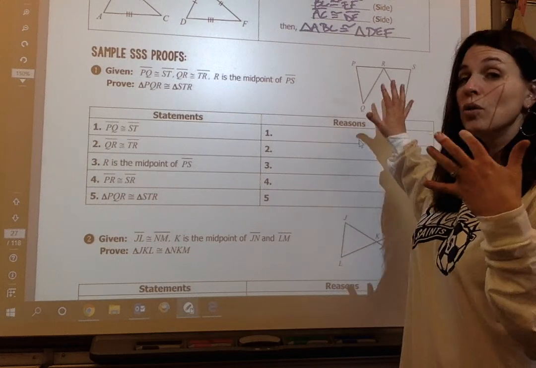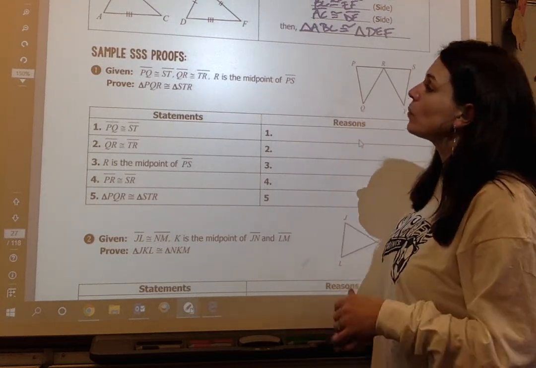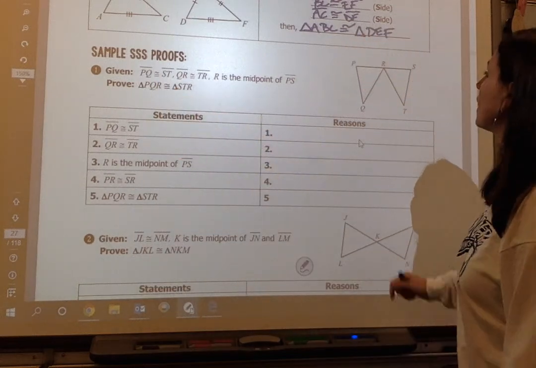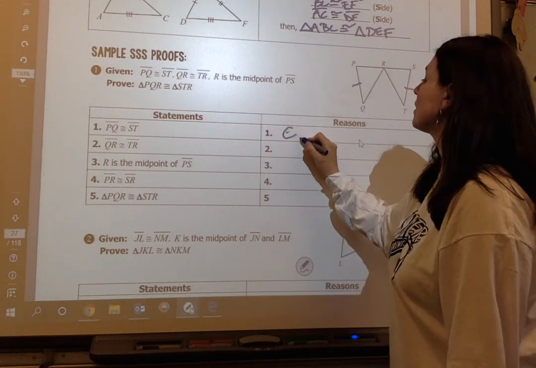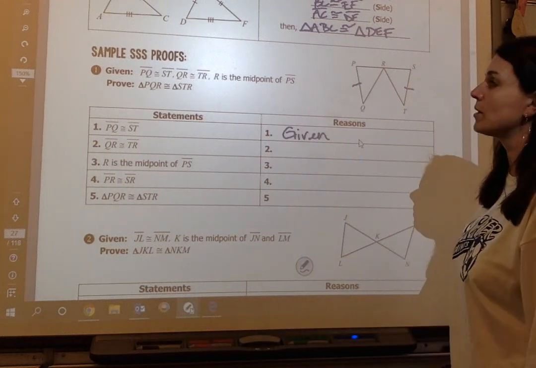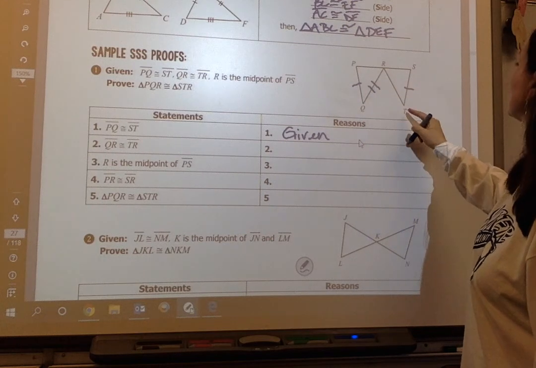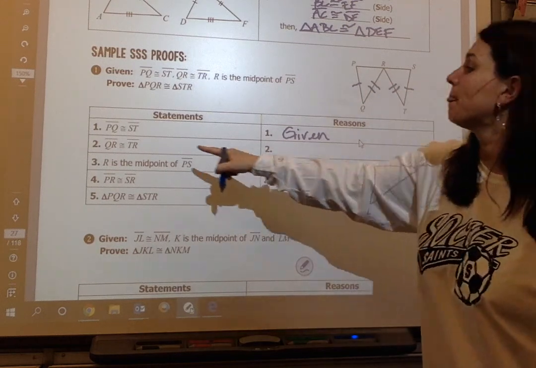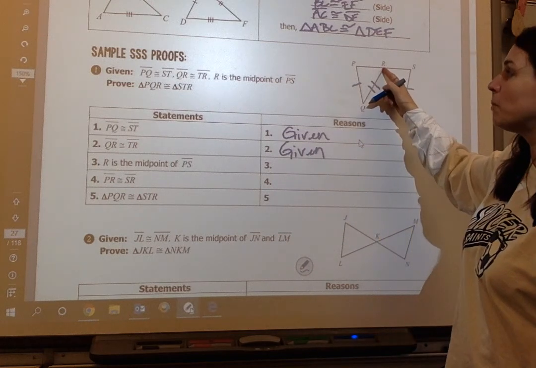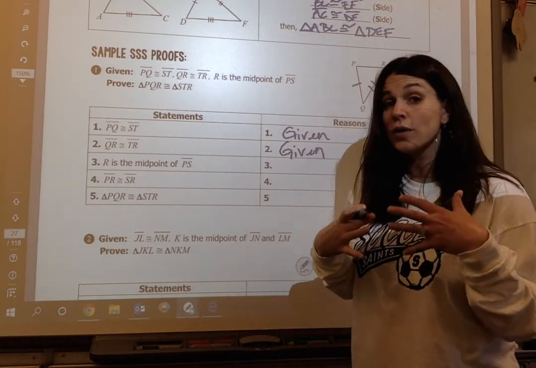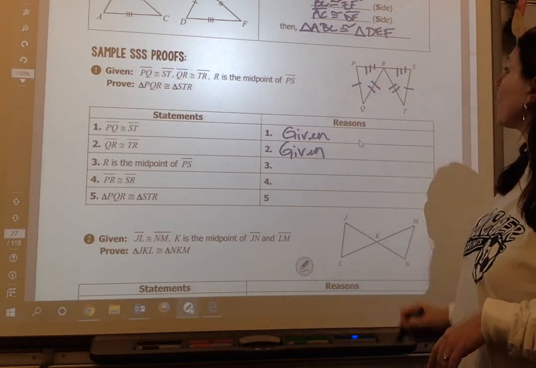So you have a diagram on a proof. Use it to help you see. So here's what I mean. PQ is congruent to ST, and that is given to me. And I make my marks. QR is congruent to TR. That is given to me. R is the midpoint of PS. Well, if I know R is the midpoint of PS, then I can say PR is congruent to RS.